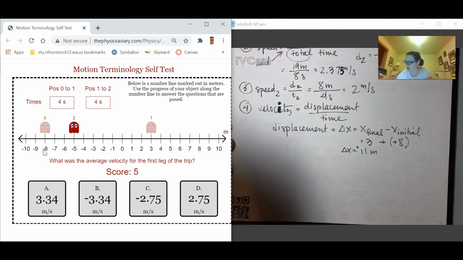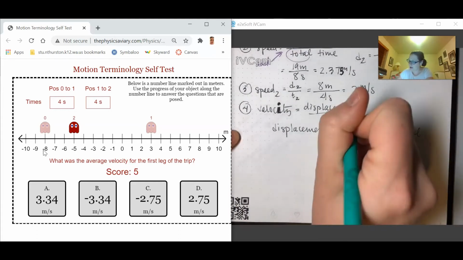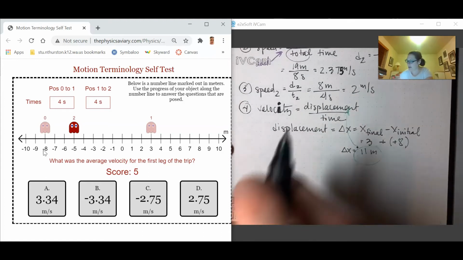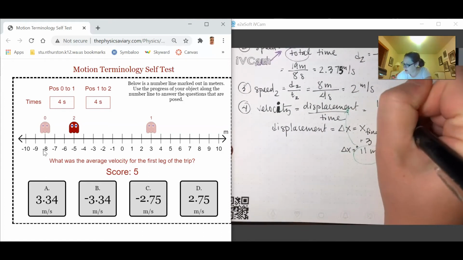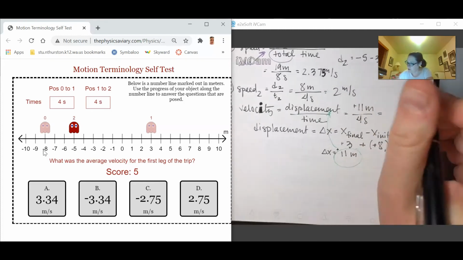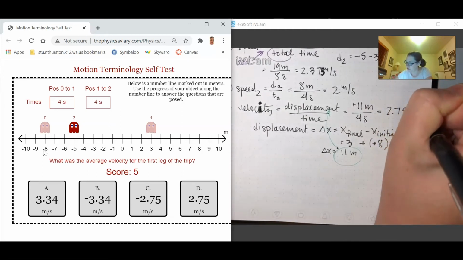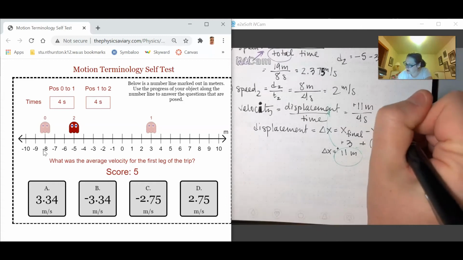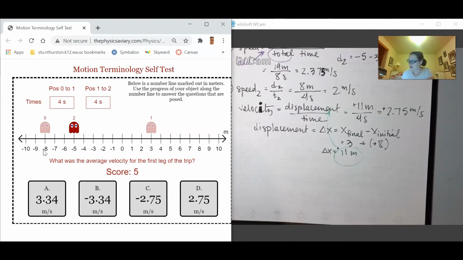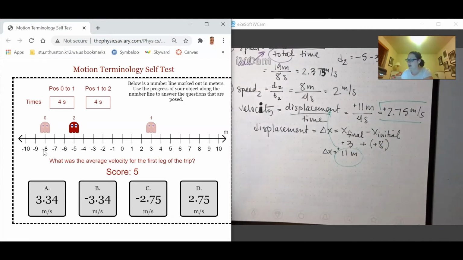That makes sense. So I can go ahead and put that number back up here, because I already know what my time is, because it's given in the problem. A positive 11 meters divided by 4 seconds is going to be equal to the speed that I found the first time, 2.75 meters per second. And I'm just going to be very careful. That's a positive number. So my velocity for the first leg of the trip is positive 2.75 meters per second. So that's D. I'm going to say it here.